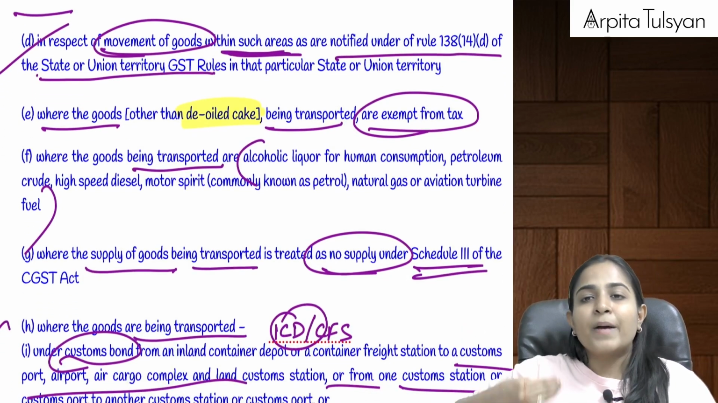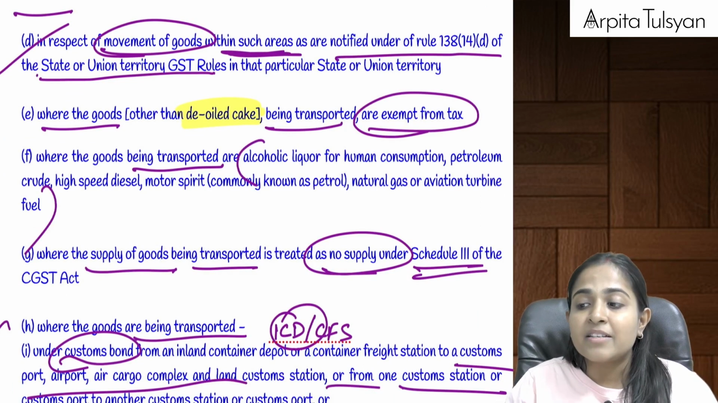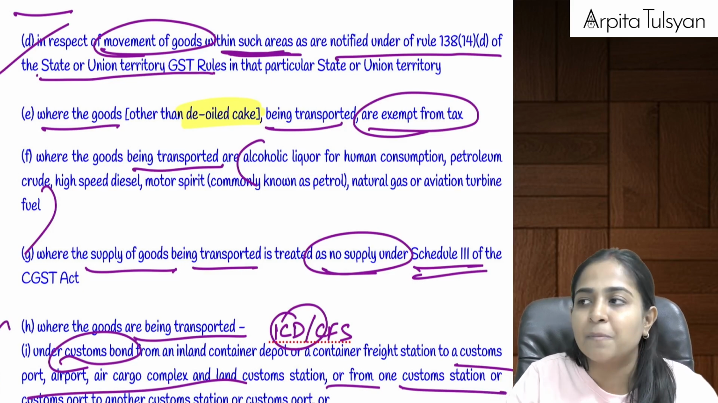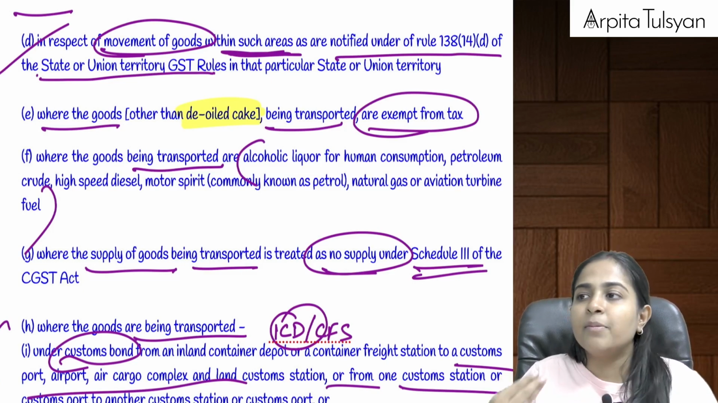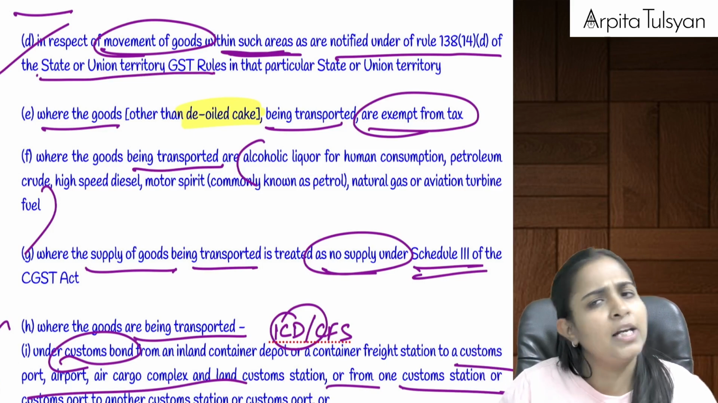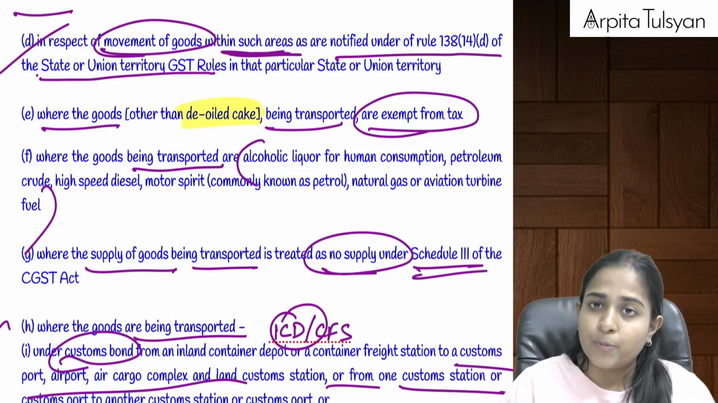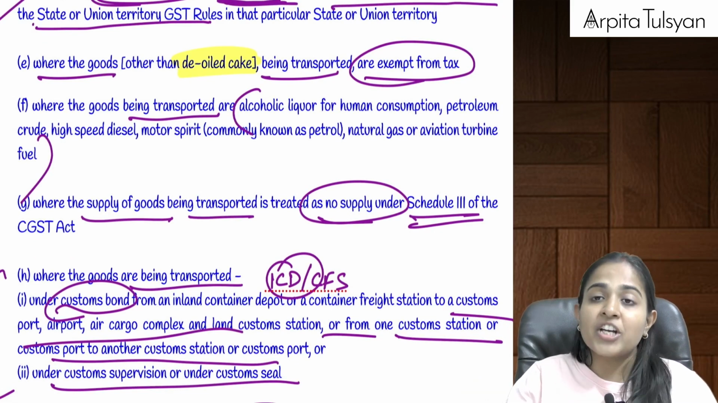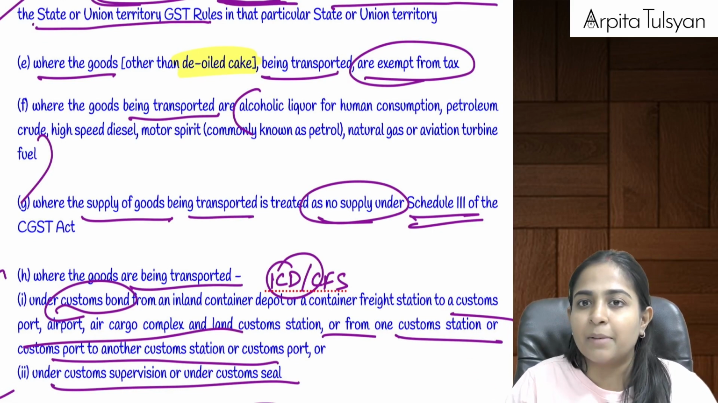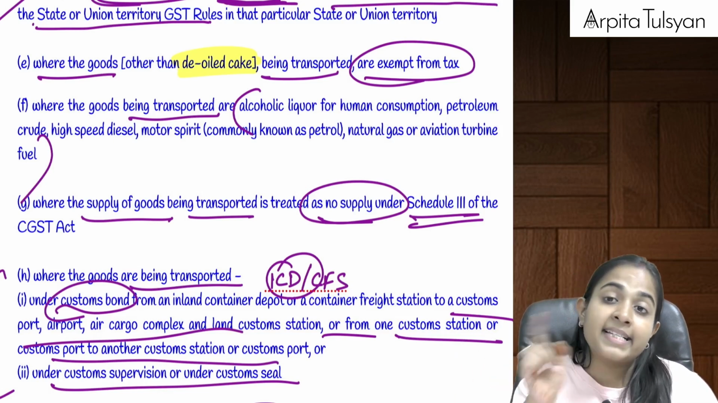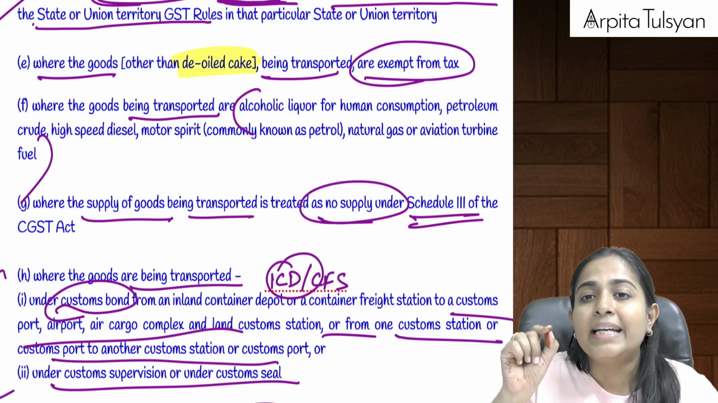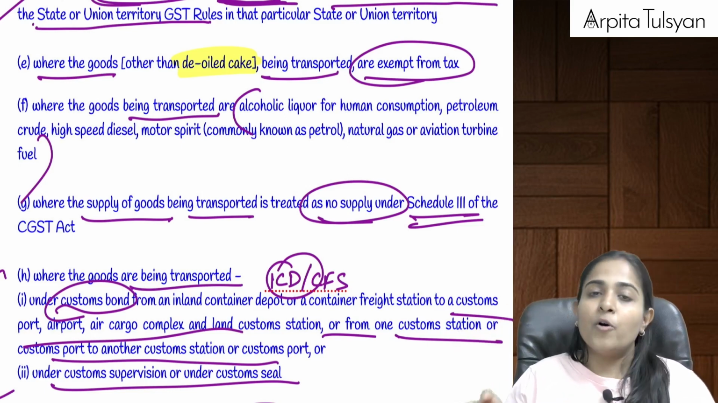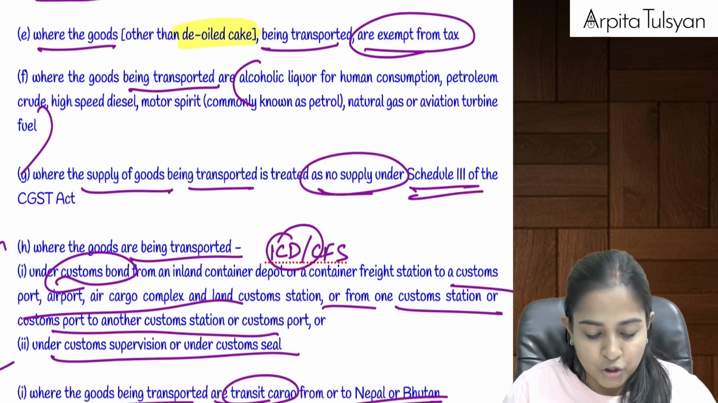Okay, then in respect of movement of goods which is specifically notified by any state or union territory. Example, if a special exemption has been given by Maharashtra state that no e-way bill is required up to 1 lakh rupees of value, then no e-way bill will be required for transportation of goods within the state of Maharashtra. Then similarly, goods which are exempted from tax, fruits, vegetables, etc., no e-way bill is required, except for de-oiled cake. De-oiled cake is a product which is exempted from tax, but still an e-way bill is required for transportation of this product.